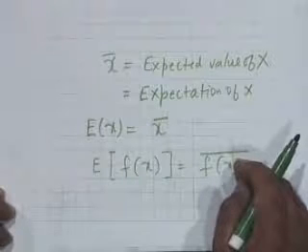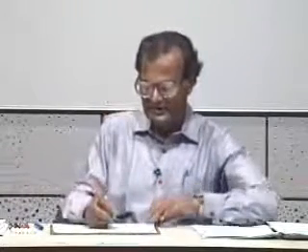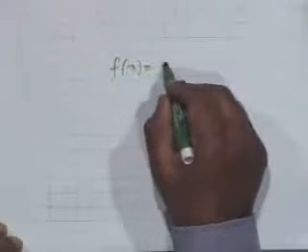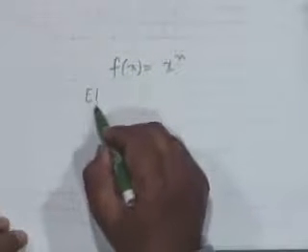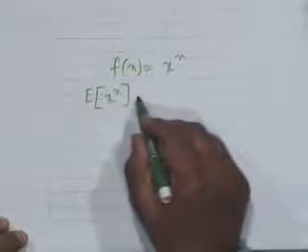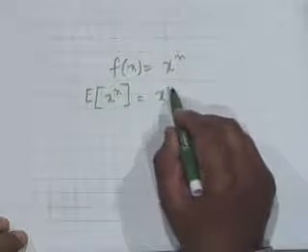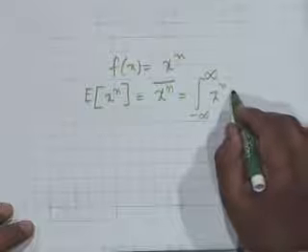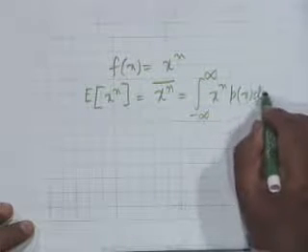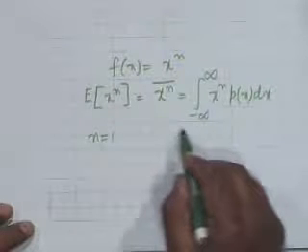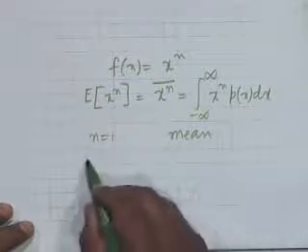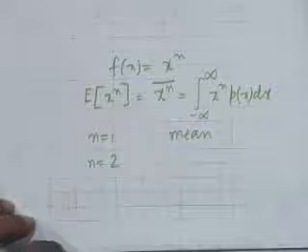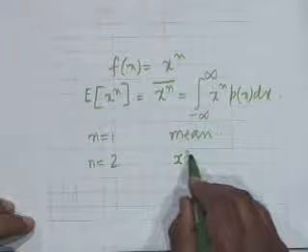This bar is over the ensemble, and one of the very important cases of f of x is x to the power n. Suppose f of x is x to the power n, then E of x to the power n, where n is an integer, which is equal to x to the power n bar, is given by the integral from minus infinity to infinity of x to the n p of x dx. Obviously, for n equal to 1, it is the mean value. For n equal to 2, x squared, it is x squared bar.